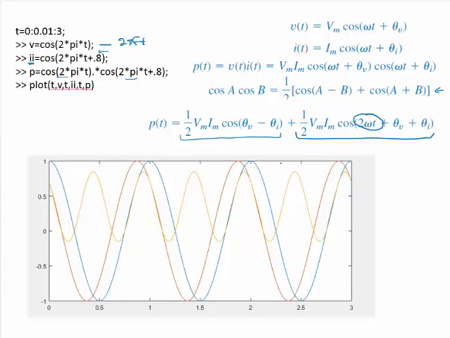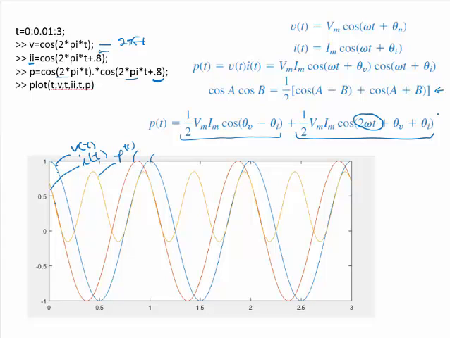In my plot right here, the blue line is voltage as a function of time, and the red line is current as a function of time, and there was a phase difference of 0.8 radians. In other words, current is leading voltage by 0.8 radians in this example, because current occurs before voltage occurs. And then I multiply point by point voltage times current at each of these points, and I plot the result right here. So there's my power.